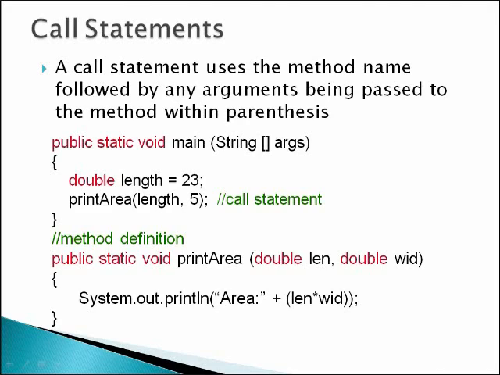Method definition is as follows. We say public and static because it's being accessed by a method, main, which is also public and static. We then say void because the return type is void, as in there is no data to be returned by this method. We then declare the method name, printArea, and pass to it two parameters, double len and double wid. Within the method body, we use System.out.println to print to the screen the words area and then the value len times wid.